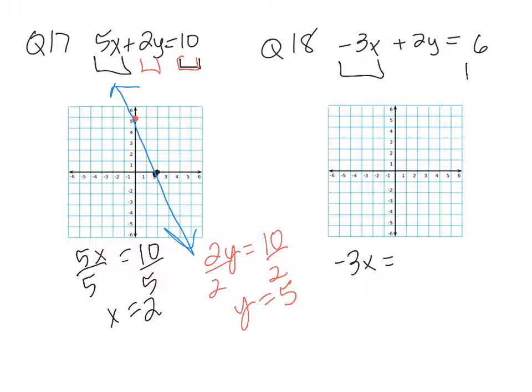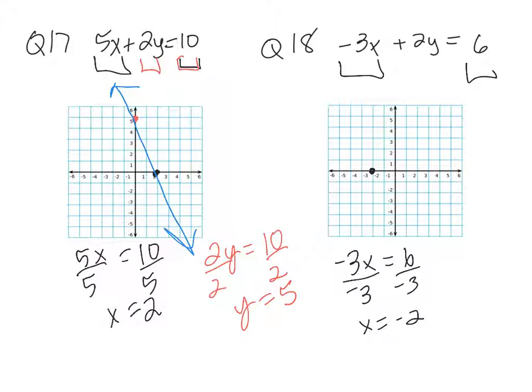and set it equal to the number on the other side of the equal sign. To get x by itself, we have to divide by negative 3 on both sides. And x will equal 6 divided by negative 3, which is negative 2. So then I would plot my point where x is equal to negative 2.